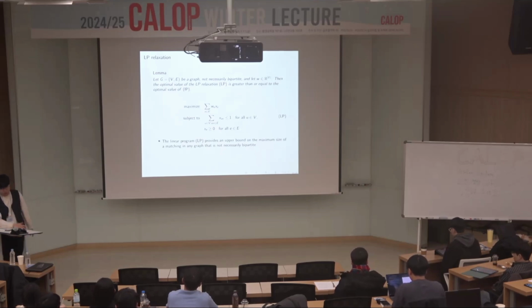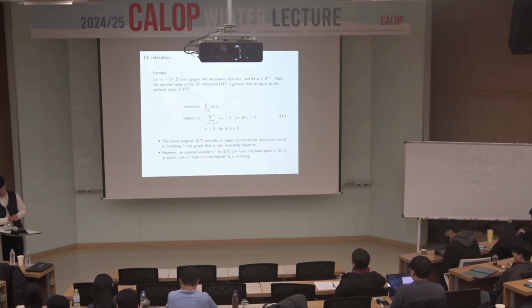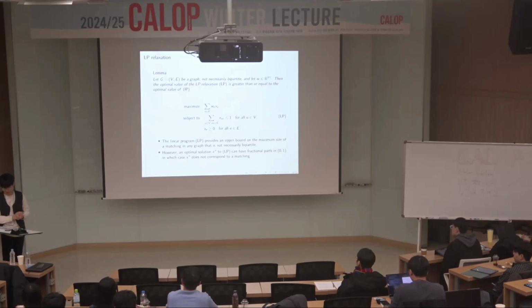So that means that if you solve this linear program, it gives you an upper bound on the maximum weight of a matching. But the issue is that if you solve this linear program, there can be some variables that are strictly between 0 and 1, because you're not only allowing 0 and 1 values, but you allow some fractional values in between 0 and 1. Okay, that's an issue.